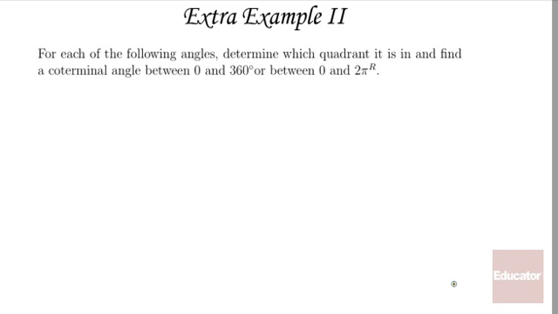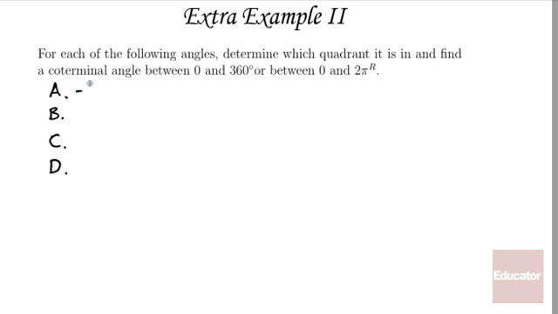Finally, our example here is, for each of the following angles, I want to find out what quadrant it's in, and I want to find a coterminal angle between 0 and 360 degrees, or between 0 and 2 pi radians. So we've got 4 angles here, and I'm going to give you some in both degrees and radians.